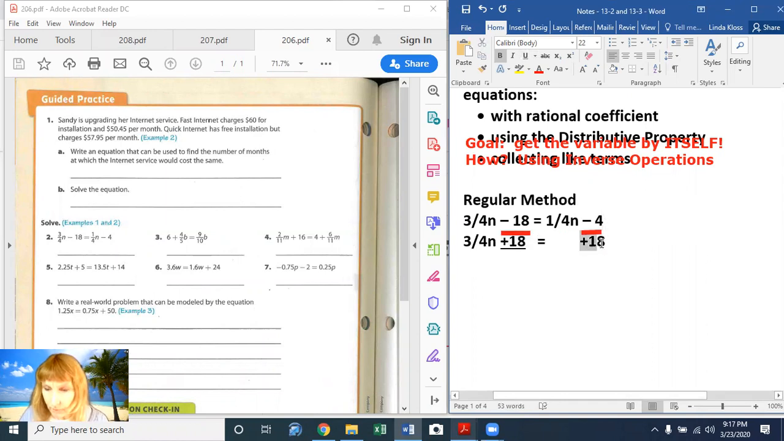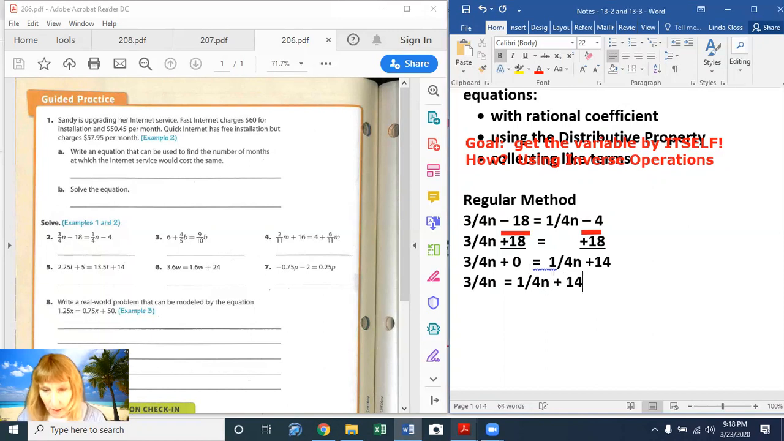I am left with 3/4 n plus 0 equals 1/4 n. And now we have a positive 18 and a negative 4. So what will that give us? 18 minus 4: 17, 16, 15, 14. Now I'm going to drop the 0 because 0 plus any number is just the number, equals 1/4 n plus 14. Now I have to get the 1/4 n over to the other side with the other n coefficient.